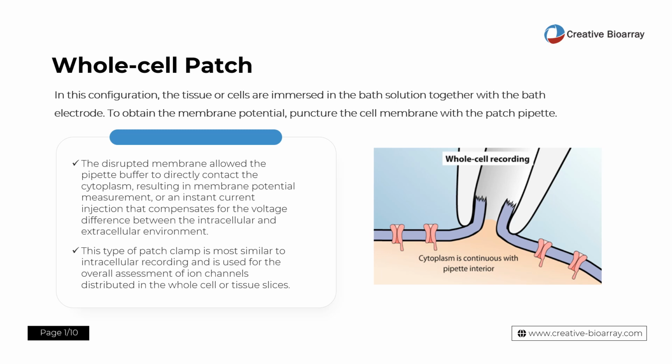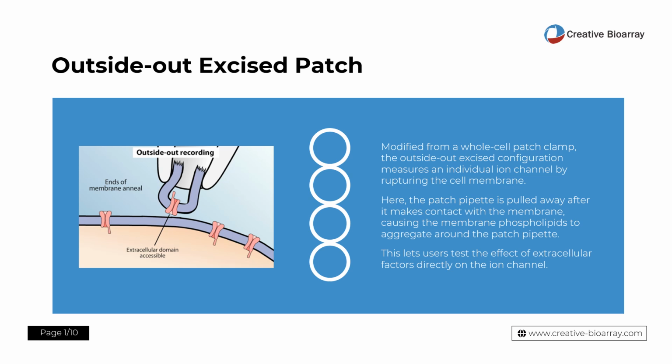This type of patch clamp is most similar to intracellular recording and is used for the overall assessment of ion channels distributed in the whole cell or tissue slices. It also permits the manipulation and control of the cytosolic environment through the pipette buffer. However, the whole cell patch requires a highly skilled worker who can avoid the drainage of cytosol that could inadvertently remove essential cytosolic factors.